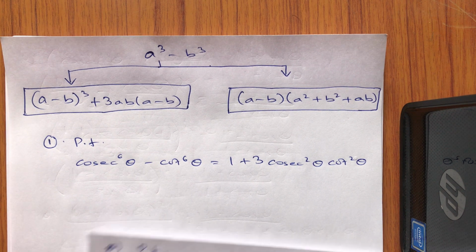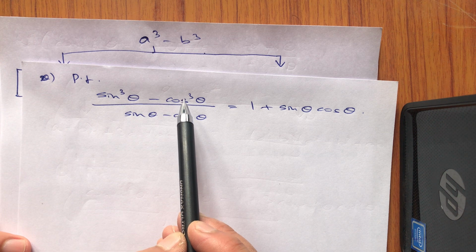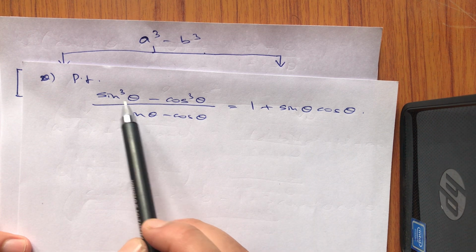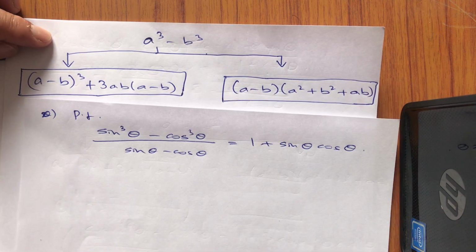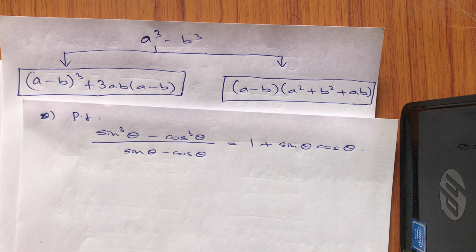Whereas if I see a question like this where I have a cube minus b cube, or in the form of a cube minus b cube, but nowhere in the question I see a 3, so if I don't see a 3, I know I'll have to use the second formula. So at least the identification part is most important first. You need to know which formula you need to apply.